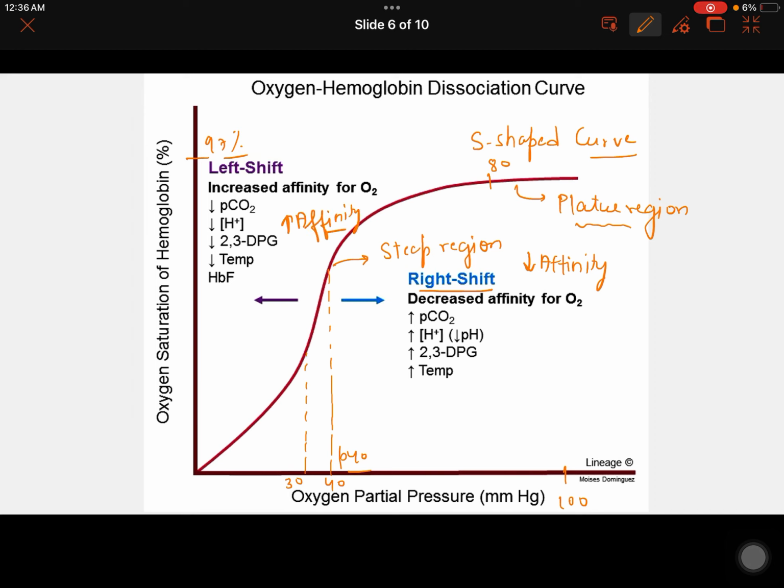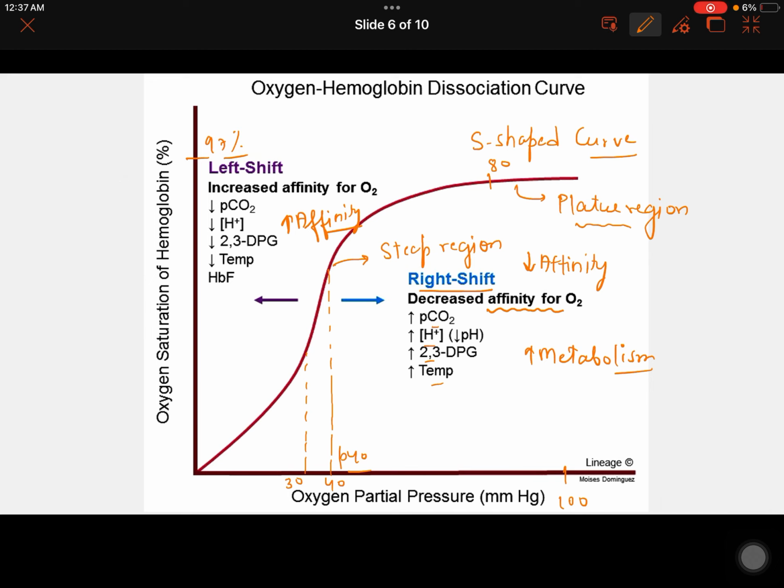Now there are some factors which can decide the fate of this curve. For example, if the curve is shifting towards the right side, the affinity for oxygen will be decreasing, which I told you earlier as well, whereas every other thing will be increasing. PCO2 will be increasing, H plus ions will be increasing, 2,3-DPG will be increasing, temperature will be increasing, because at the tissue level metabolism is generally high, right?